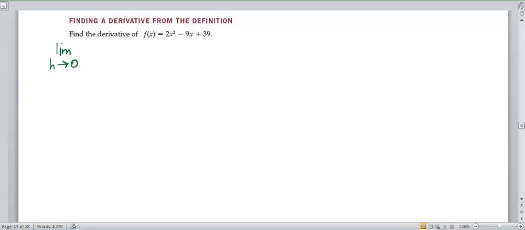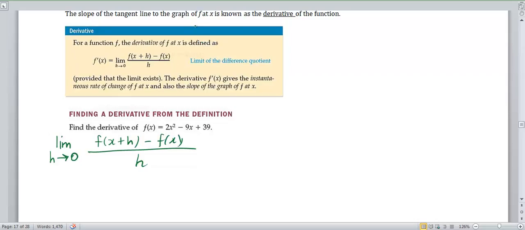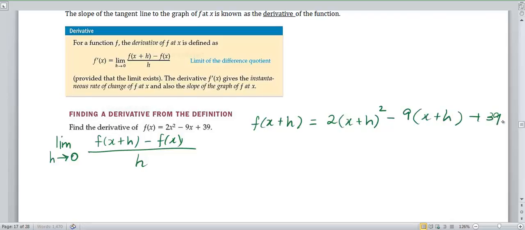The limit as h goes to 0 of f of x plus h minus f of x, divided by h. Okay, the limit of the difference quotient is what we have above. So we need to find first f of x plus h. F of x plus h is 2 times x plus h, squared, so every time you see x, you're going to plug in x plus h, minus 9 times x plus h, plus 39.